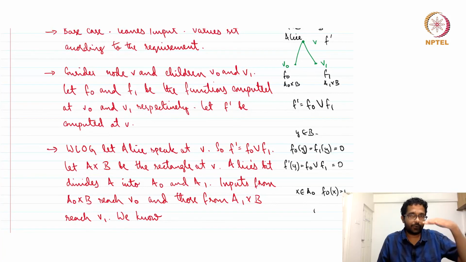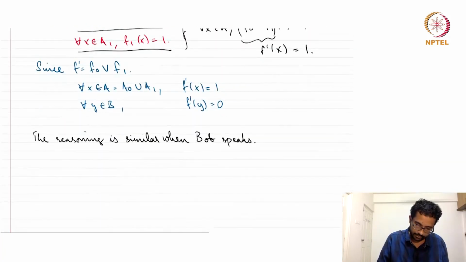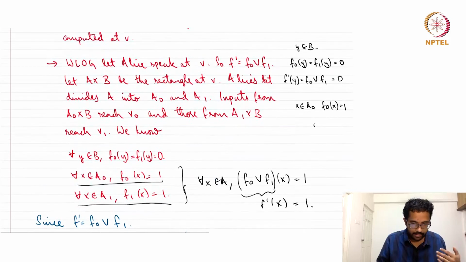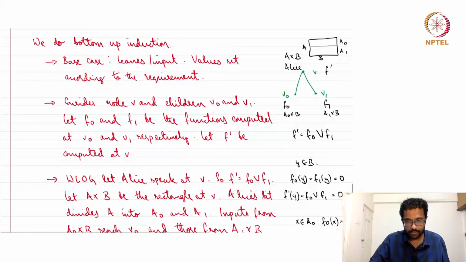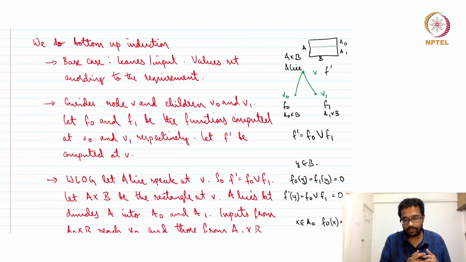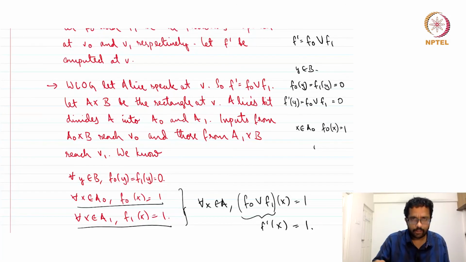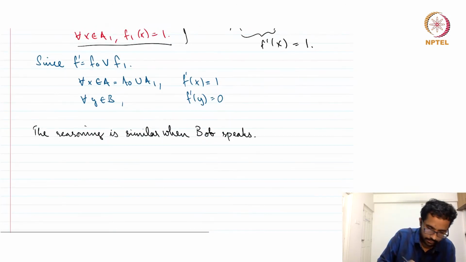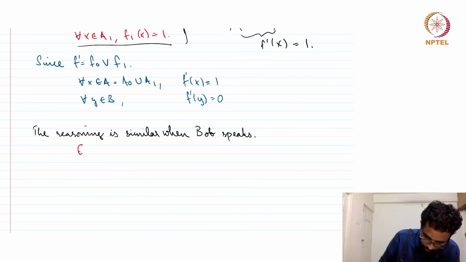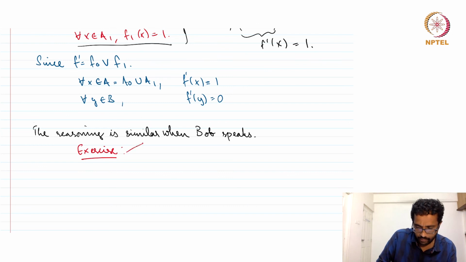So since we are doing bottom-up induction. And the same reasoning is true for the nodes where Bob speaks. It's just a symmetric argument. Instead of A being cut into two sets A0 and A1, B will be cut into two sets. So it will be a vertical cut rather than a horizontal cut. And pretty much what we said will be true in an analogous manner. So you can work this out as an exercise, right?